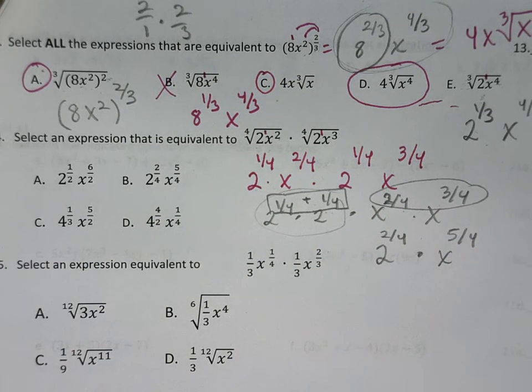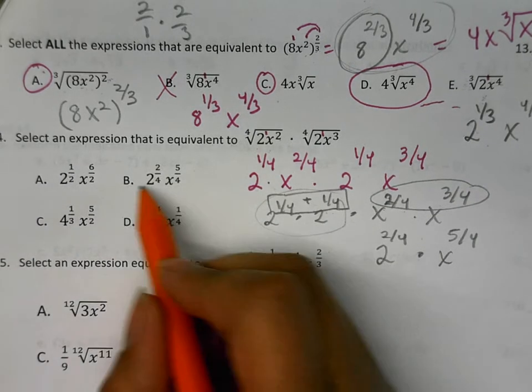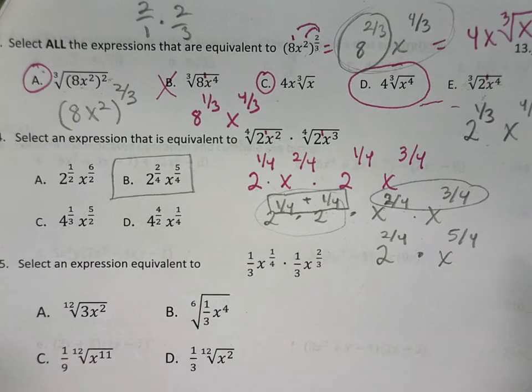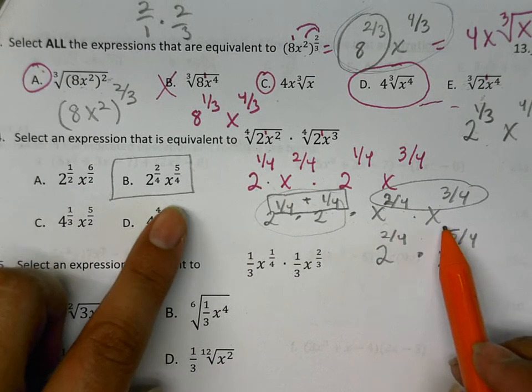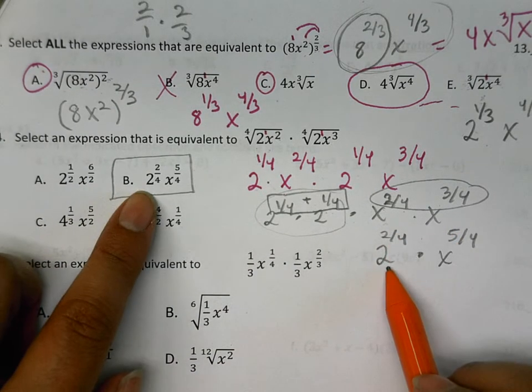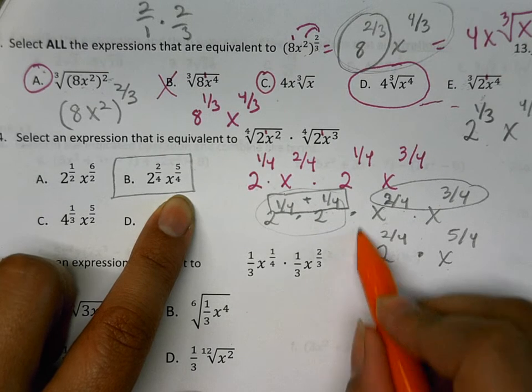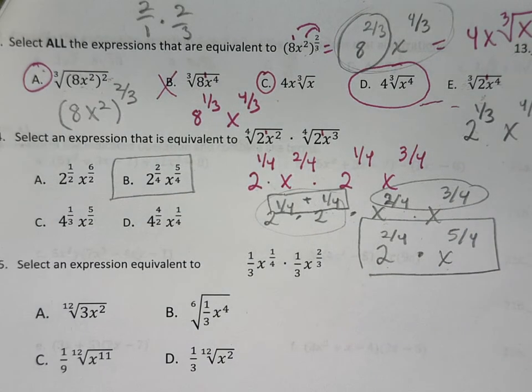All right, without reducing, can anybody tell which one matches? Oh, and did they reduce? I did say that sometimes they do not. Did they reduce? What letter is it? B. 2/4 can be reduced to 1/2, but they did not. 2 to the 2/4, and x to the 5/4. All right, questions on that one before we move on.